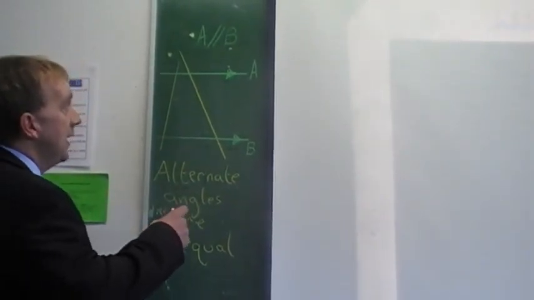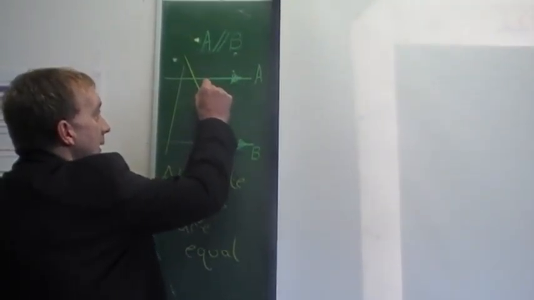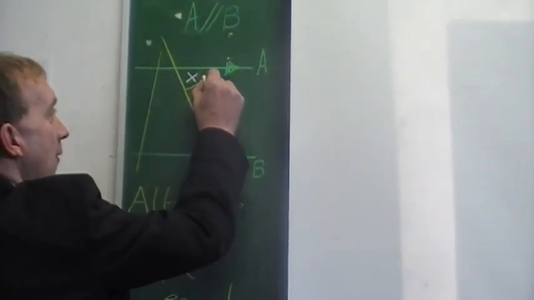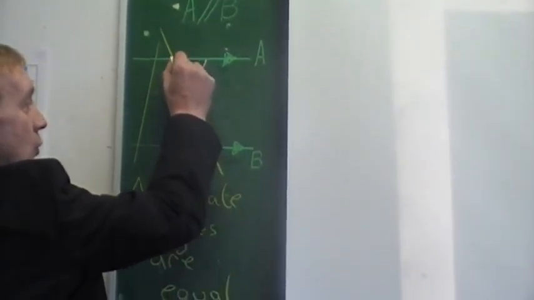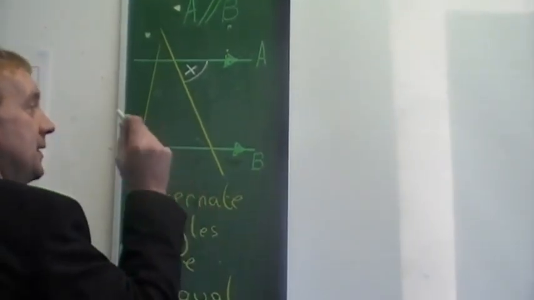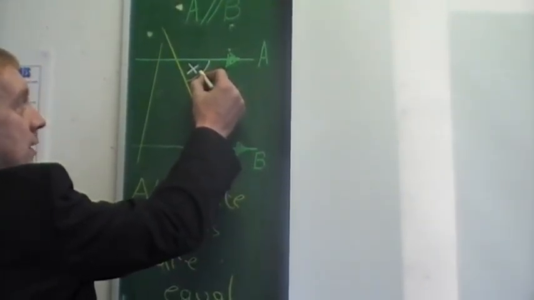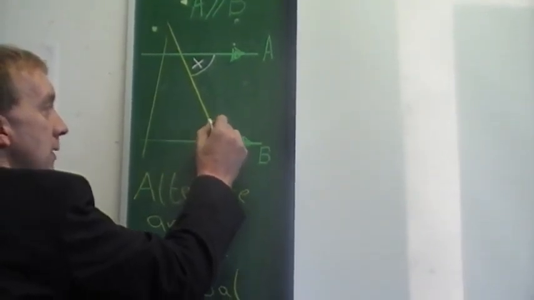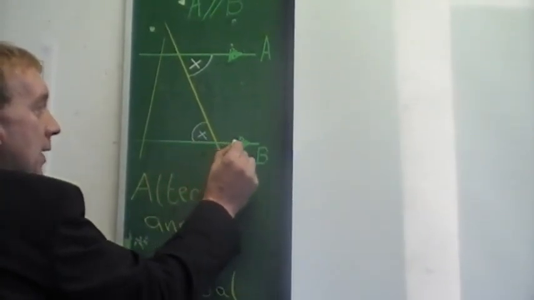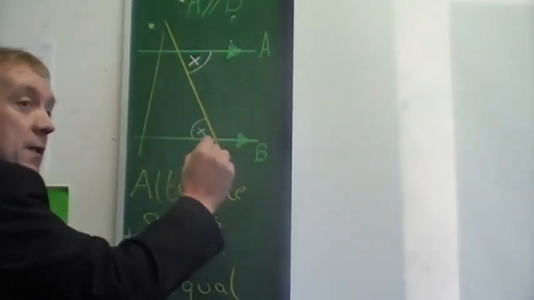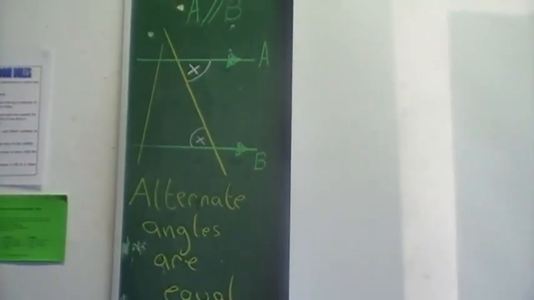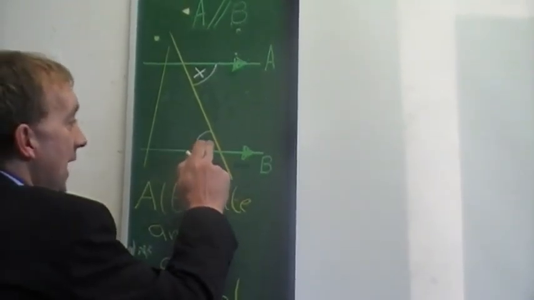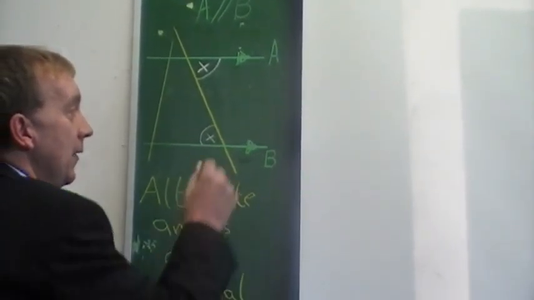And the alternate angle, lads, is basically, if you look at this angle here, right, that angle is formed between the parallel line A and the line which goes between A and B. The second alternate angle, which angle is alternate to X? You go to the opposite side of that line, and it's the angle that's also formed between the parallel line, in this case B, and the line between it. So that is alternate to that angle there.